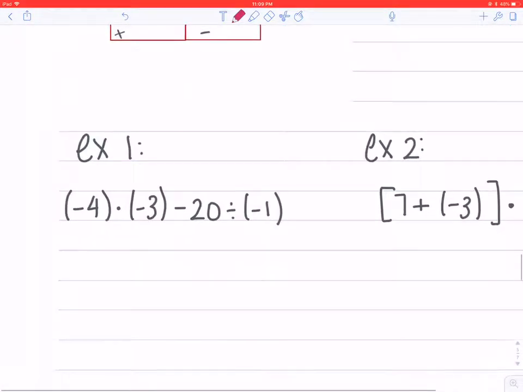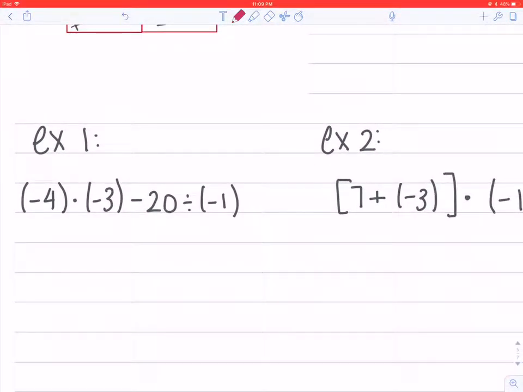Alright, so here's our first example. -4 times -3 minus 20 divided by -1. So, a common mistake is people get confused whether it's negative or subtraction. Unless you see parentheses around the number, then you can assume subtraction. If you see parentheses around it, that means it's grouping it as -1, -3, -4.